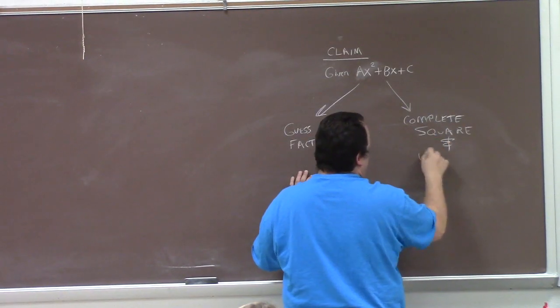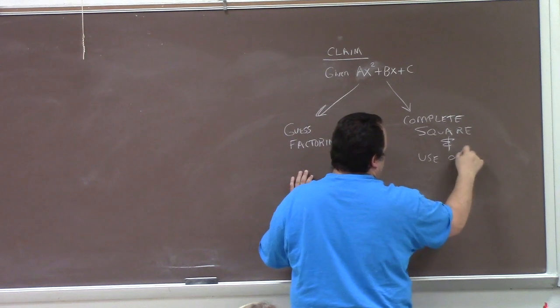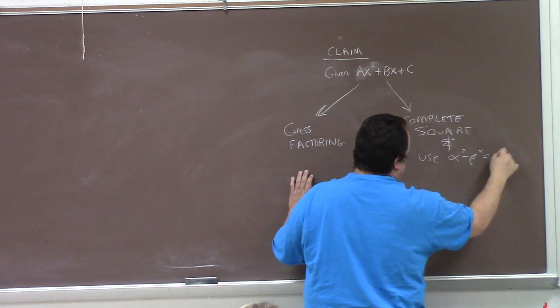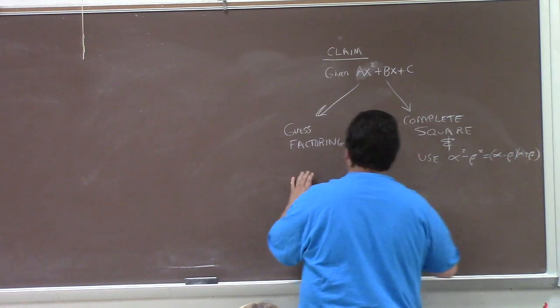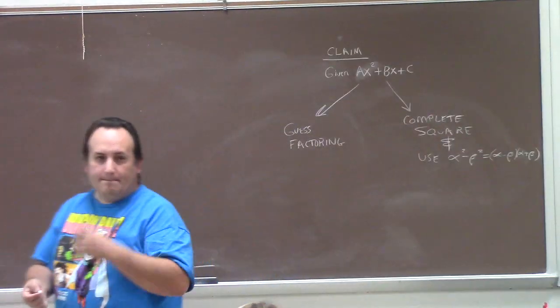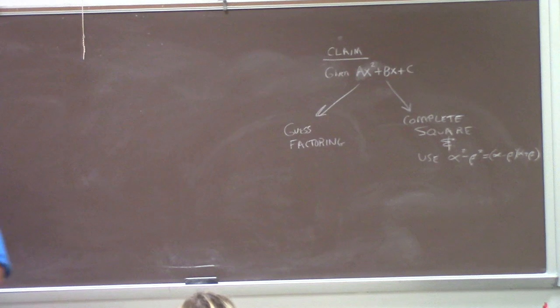And use alpha squared minus beta squared equals alpha minus beta times alpha plus beta, so to speak. The reason I'm not using a and b, I usually use a squared minus b squared as a plus b times a minus b. I don't want to do that because I used a and b for the formula of the quadratic. That's all. That's why I've introduced the alpha and beta. I just don't want to reuse a and b.